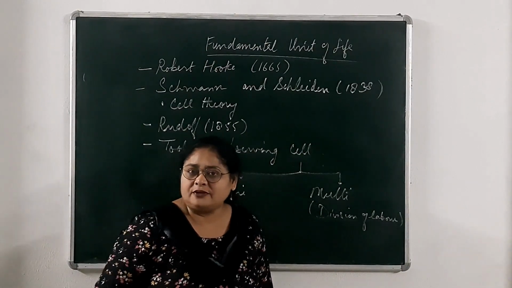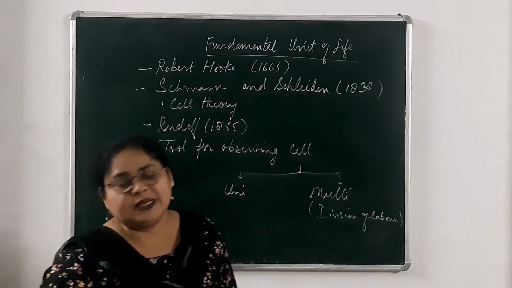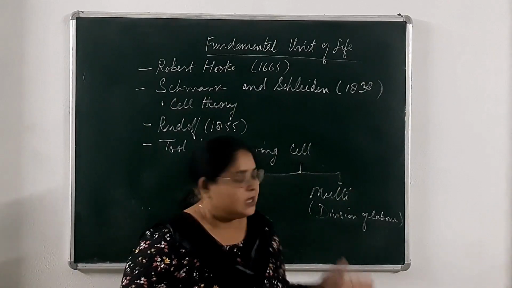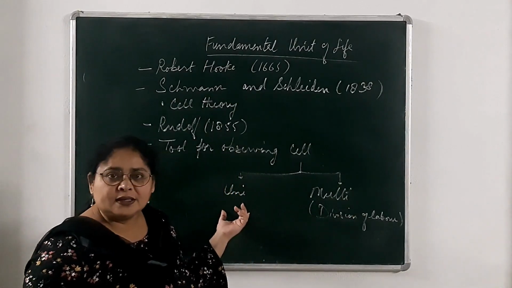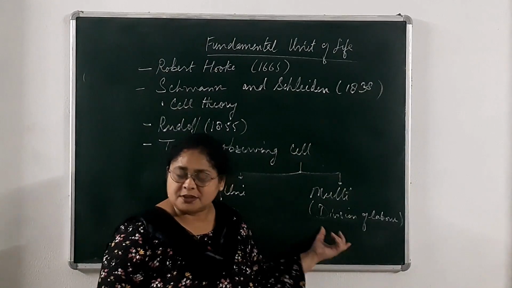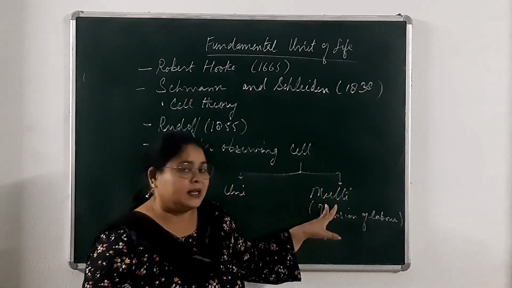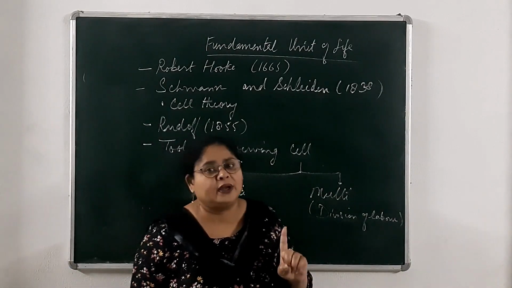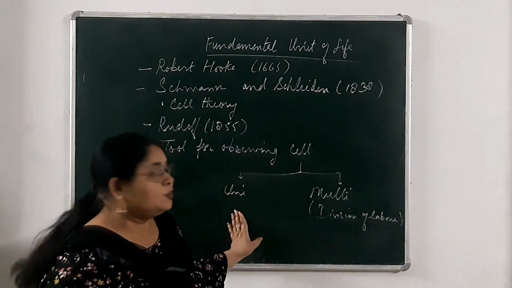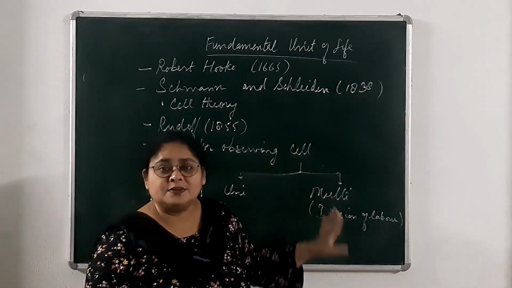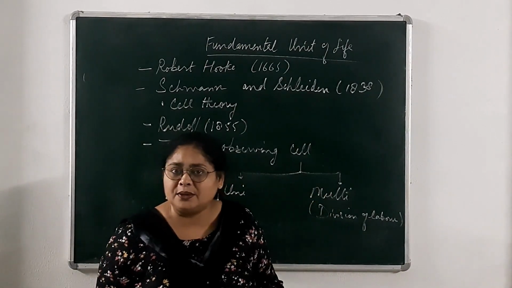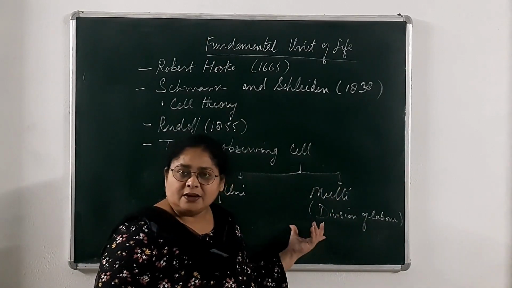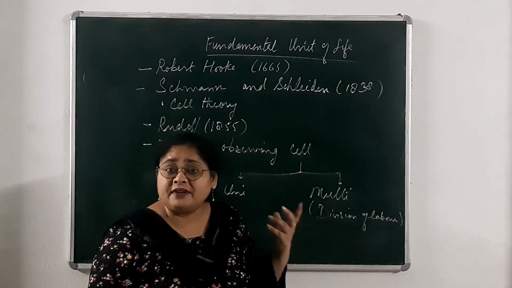Now, on the basis of the number of cells present in living organisms, we divide living organisms into 2 groups, 2 categories. These are unicellular organisms and multicellular organisms. Uni means one, multi means many. जिन लिविंग ऑर्गेनिजम्स की सिर्फ एक ही सेल की बॉडी है उनको हम क्या बोलते हैं? यूनिसेल्युलर. और जिन लिविंग ऑर्गेनिजम्स की बॉडी एक से ज़्यादा सेल से बनी हुई है उन्हें हम बोलते हैं मल्टीसेल्यूलर ऑर्गेनिजम्स. Multicellular organisms have proper division of labor.